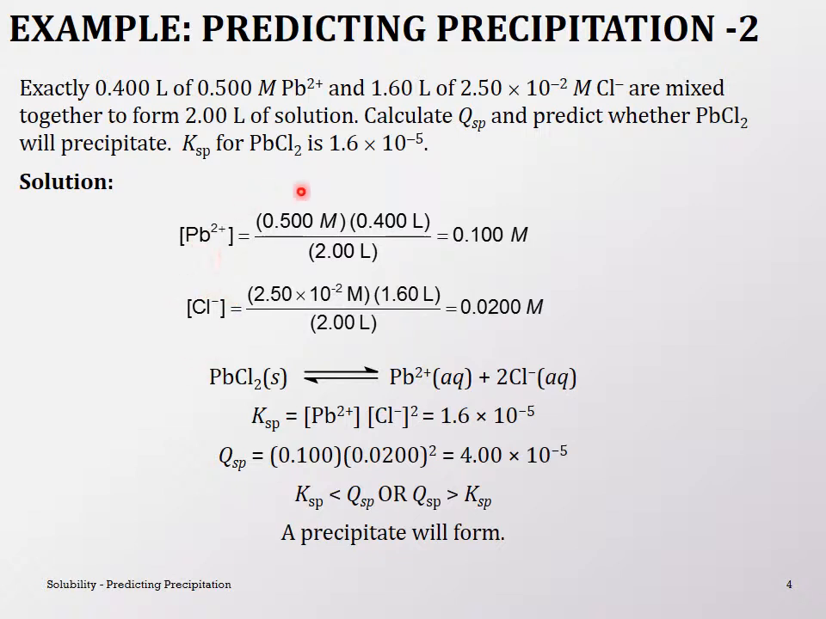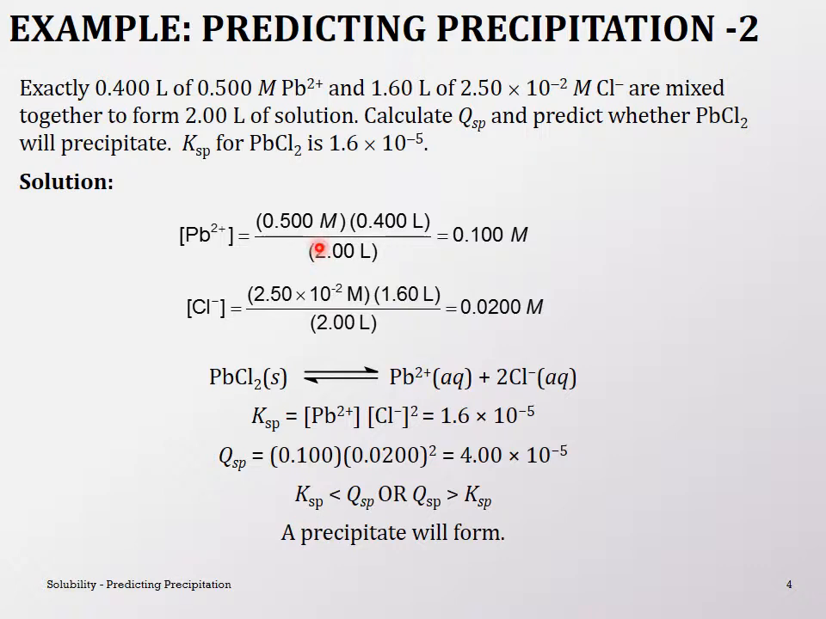So how does this work now? The way this is set up is that you get the molarity of the lead ions and how many you had in the 0.4. So this really is the moles of lead ions that you have in the solution divided by the total volume now. The volume has changed, so you have to calculate the new concentrations of these ions.